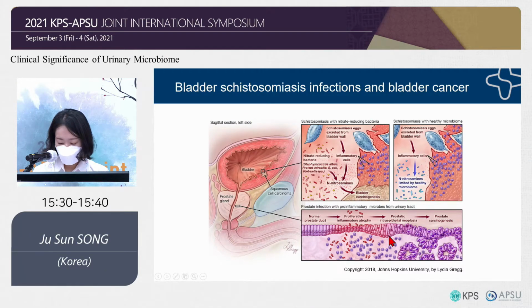Chronic Schistosoma haematobium bladder infection is a long-recognized association with the subsequent development of bladder squamous cell carcinoma. However, not everyone afflicted with schistosomiasis develops bladder cancer. Recently, it has been shown that the presence of bacteria, such as these microbes in the urine, may contribute to schistosomiasis-induced bladder cancer through the formation of carcinogenic nitrosamines.